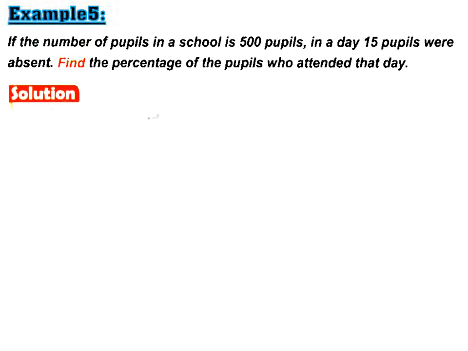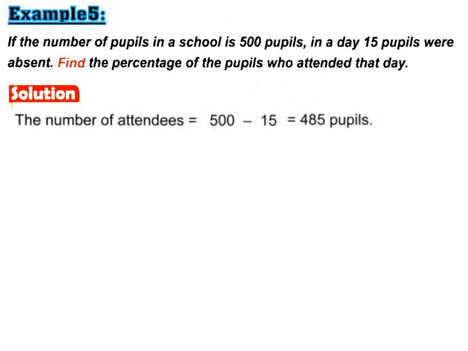Solution: the number of attending pupils equals the total number minus the number of absent pupils. 500 minus 15 is 485. Now I know the number of attending pupils, 485 pupils. I must put this number in the form of a percentage, because he asked me to get the percentage of the pupils who attended that day. I must know the representation of this number from the total. This number 485 does not equal the percentage.